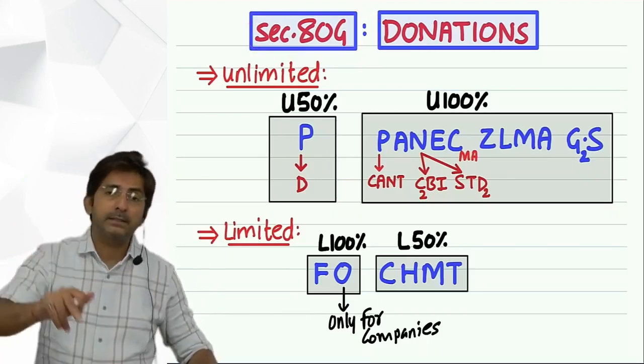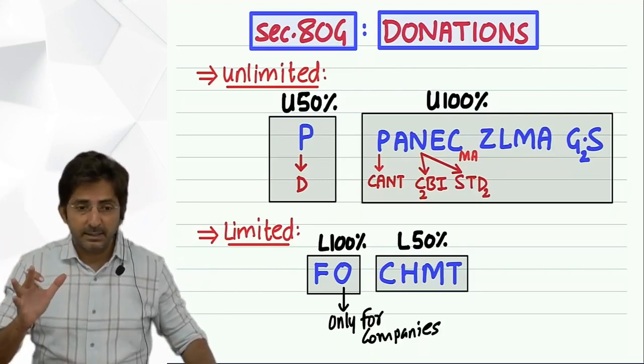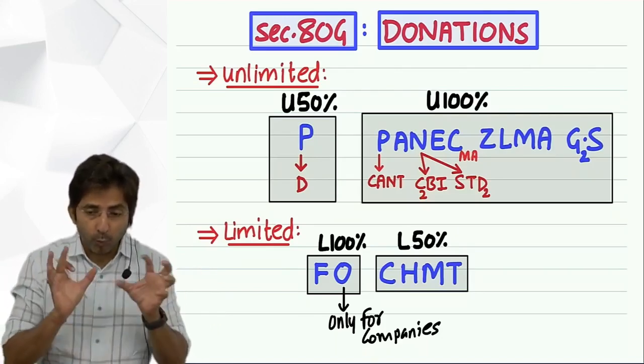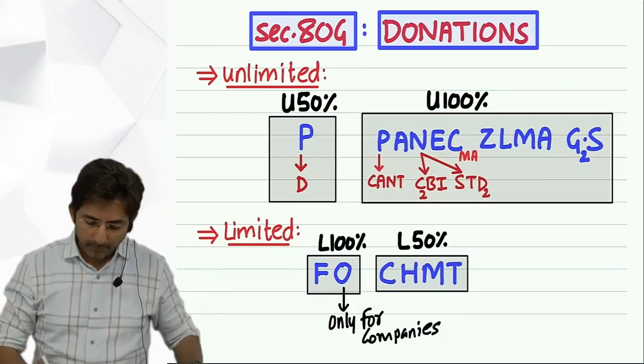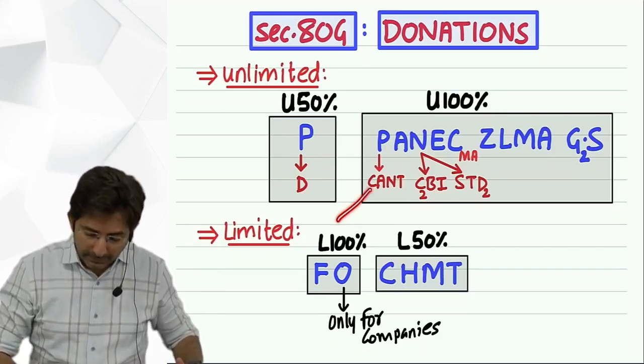CARES is a short form. Tell me the full form once again. Prime Minister Citizens Assistance and Relief in Emergency Situation. Means 2 things, assistance and relief in emergency situation. So this was C. Then in CARES, next is A.